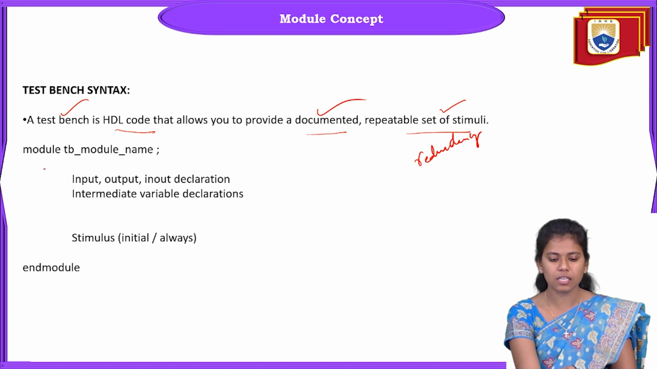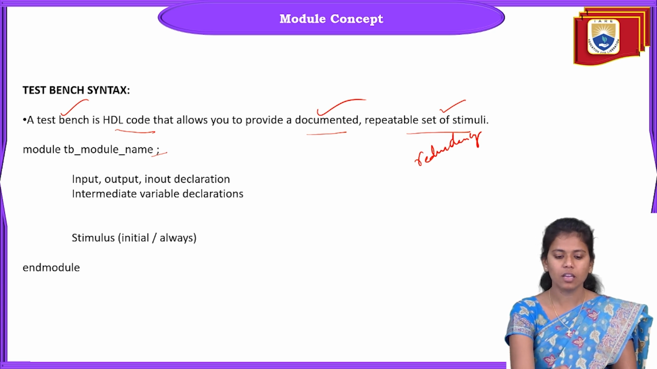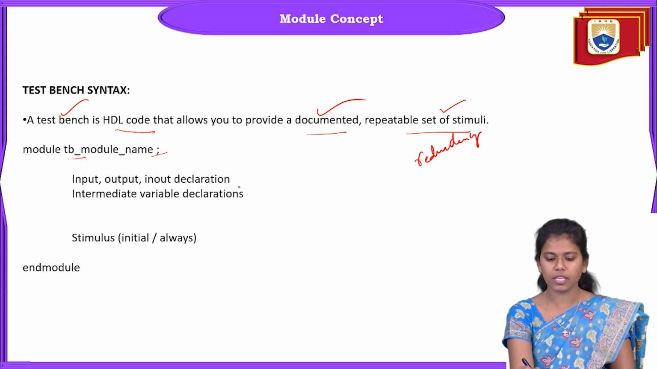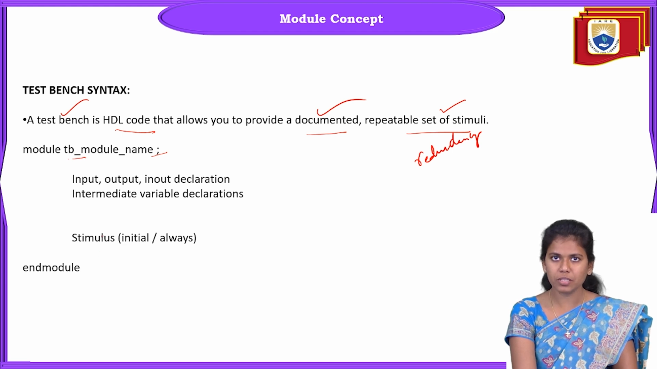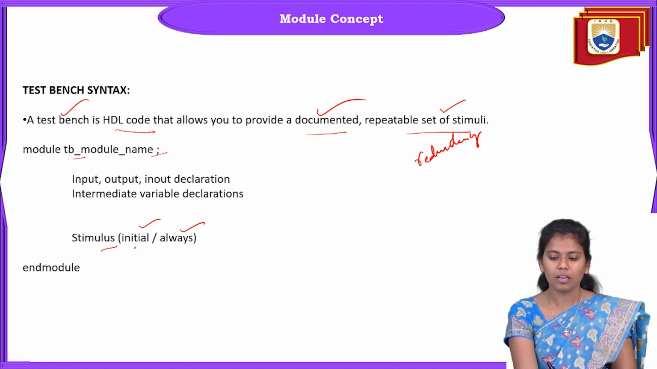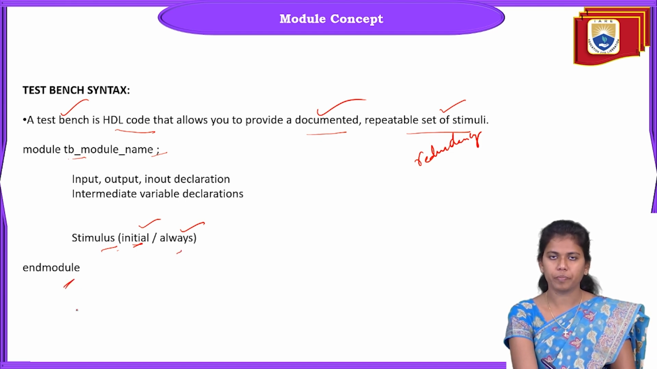The test bench syntax is module, test bench module name, the same as a normal module syntax. In this test bench syntax, you write the test bench module underscore name, then the input, output, in-out declaration, the same as the previous module syntax, and the intermediate variable declaration, the same. Coming to the test bench signal, here you will see the stimulus. Stimulus means initial or always. These are repeatable. We can repeat the set of stimuli, we can repeat the initials, we can repeat the always, and we end with endmodule. This is exclusively for the test bench.